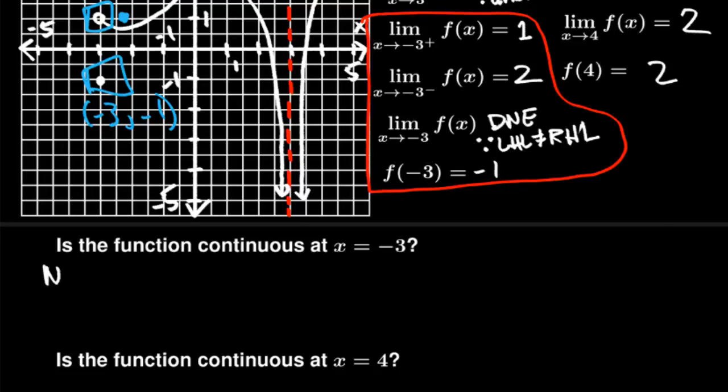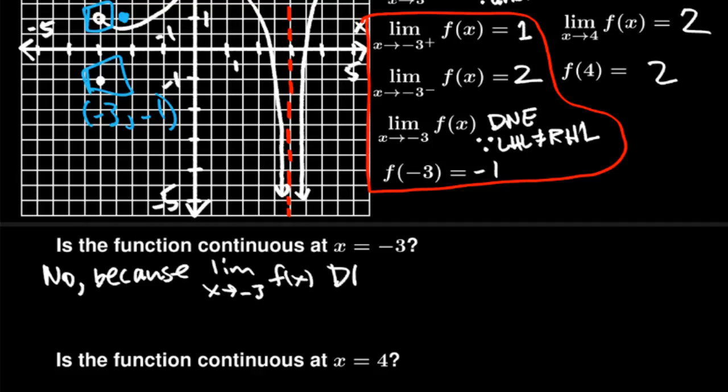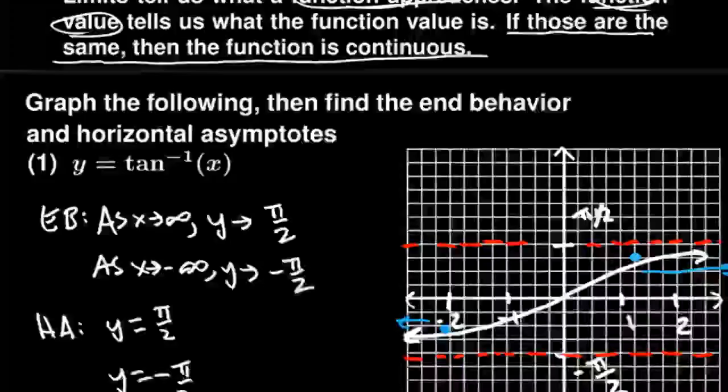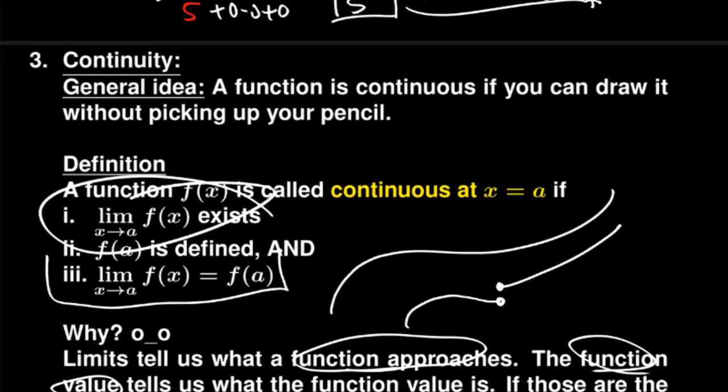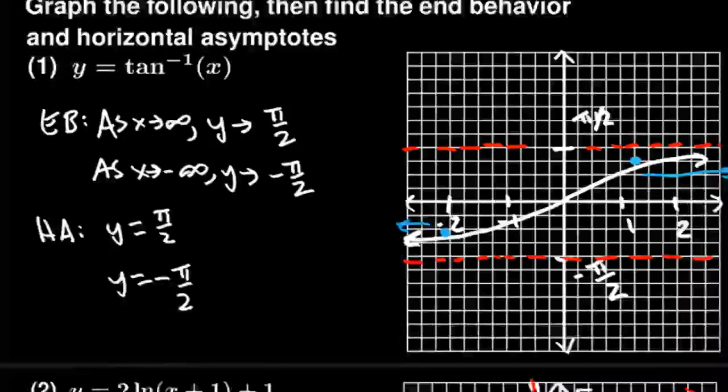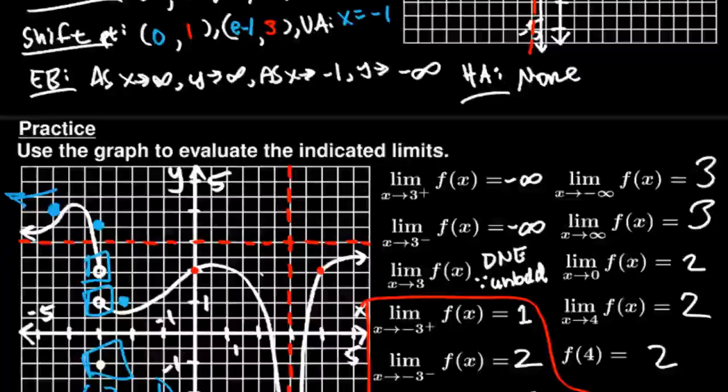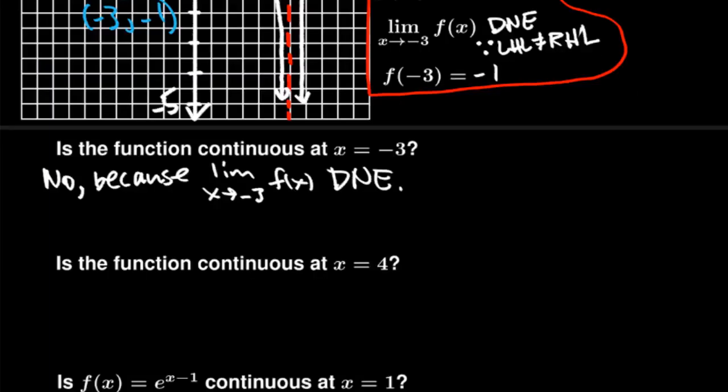So no, because the limit as x approaches -3 of f of x does not exist. So that could be one reason. Because remember, look back over here. I'll scroll back down, don't worry. The limit has to exist. The reason why? It has to approach something. If it doesn't approach anything, obviously it's not going to be continuous, because you can't draw something that's not continuous. Like that.